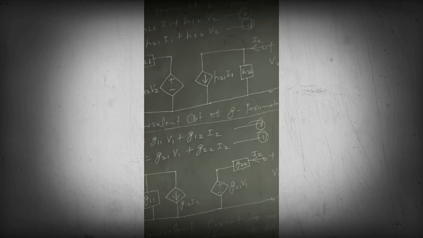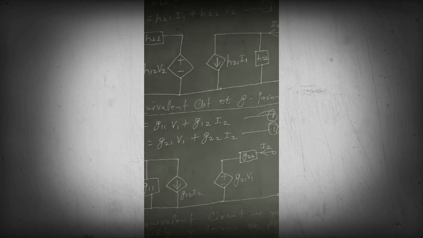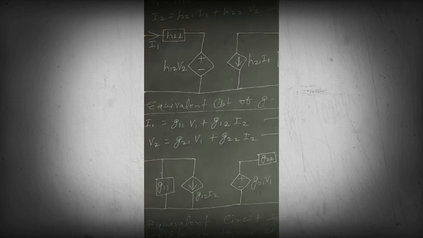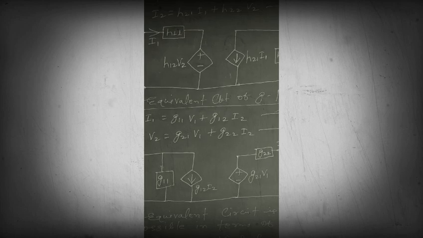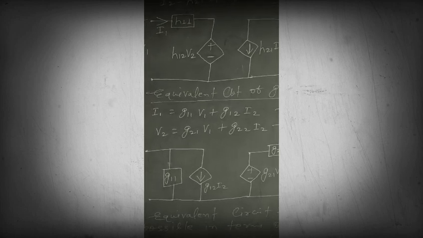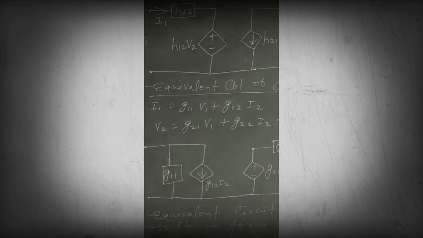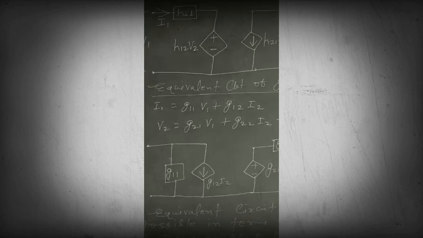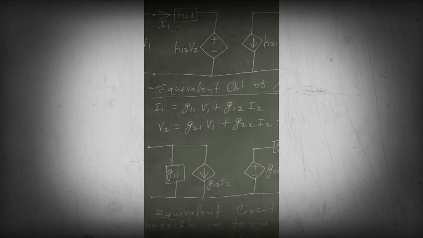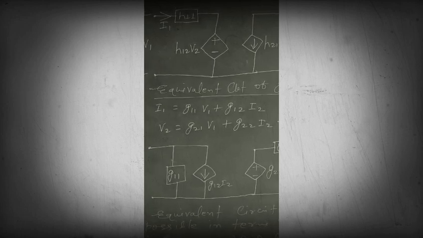Next, the fourth one is the equivalent circuit of a two-port network in terms of G parameters. G parameters are basically the inverse of H parameters. So we can write the equations. The equation for I1 is G11 into V1 plus G12 into V2, and the second equation will be V2 equal to G21 into V1 plus G22 into I2.